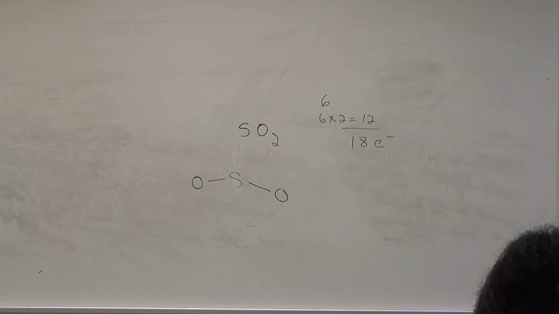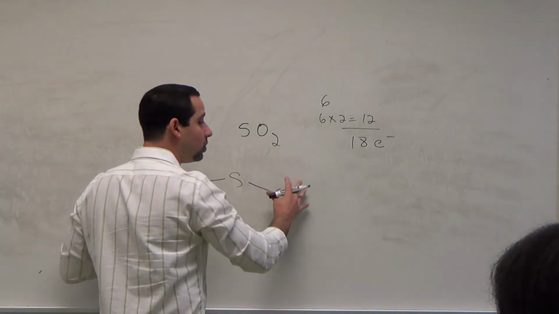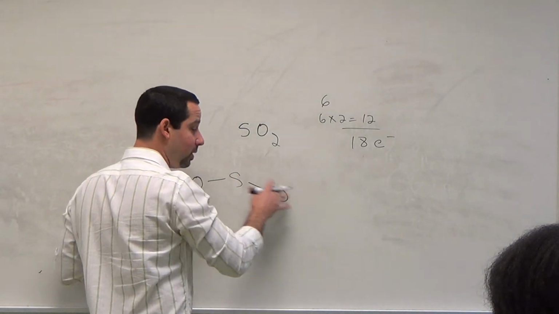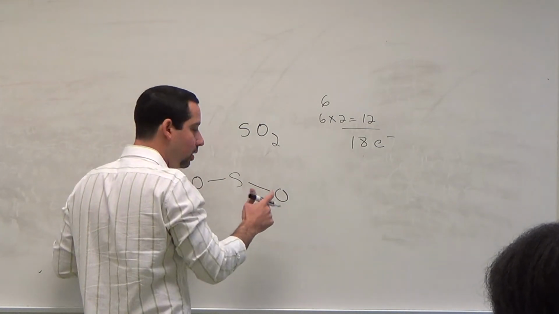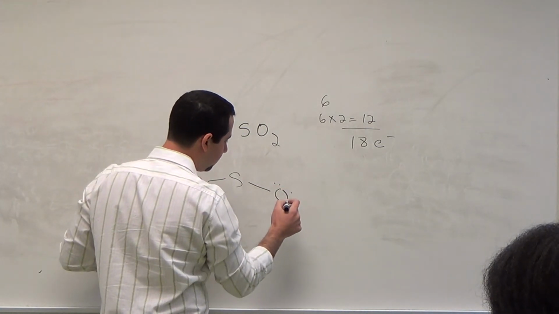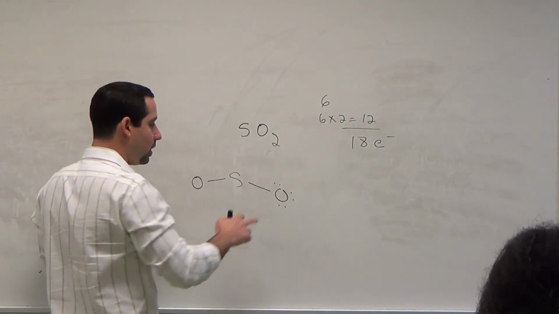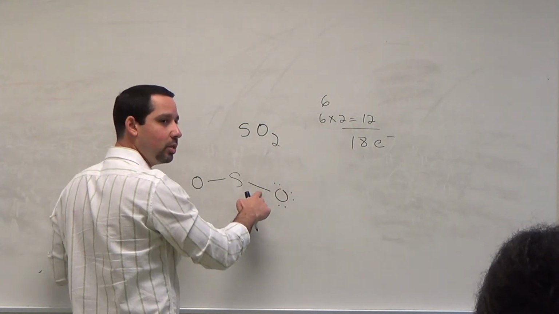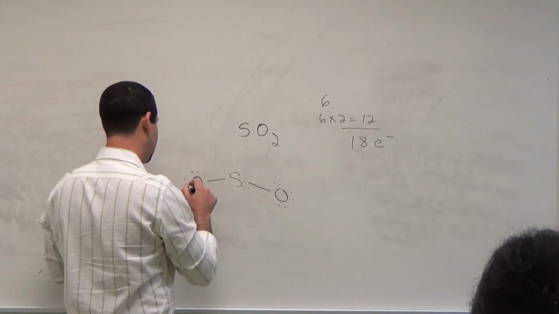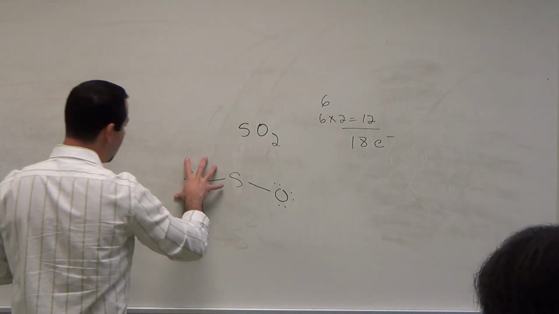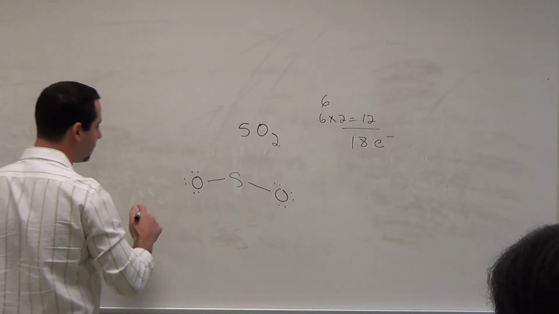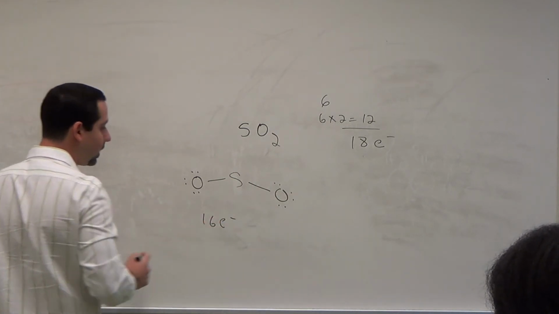That's the rule, yes or no? The other rule is that on the outside elements you gotta fulfill the octet rule. So you gotta put 8 electrons on it. That's 2, 4, 6, and this is 8. So far, I have 8 electrons here, 8 electrons there. That adds up to 16 electrons.